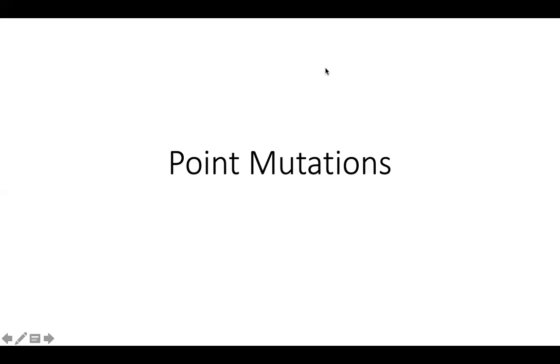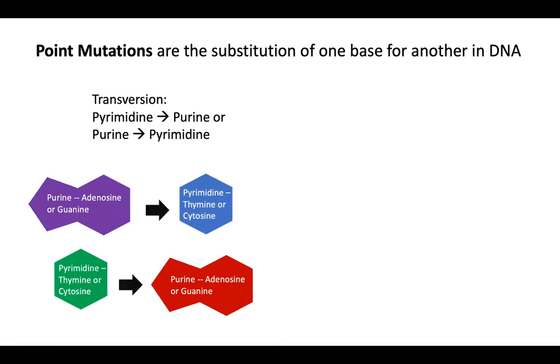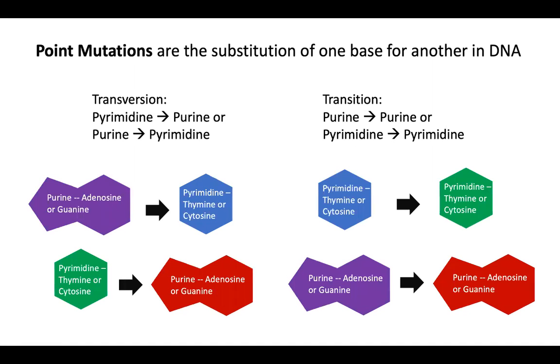Today we are going to talk about point mutations. Point mutations are single nucleotide changes in DNA. There are two kinds of point mutations, transversions and transitions. Transversions are changes between different types of bases, and transitions are changes between bases of the same type. There are four different effects of point mutations, and we will talk about them all.